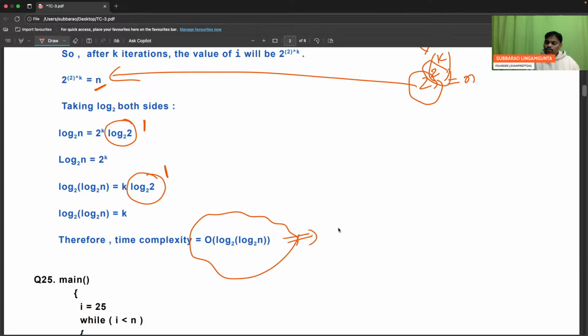So you can write log of log n. If you don't write the base, no problem, because anyhow it is constant. It is an excellent problem.